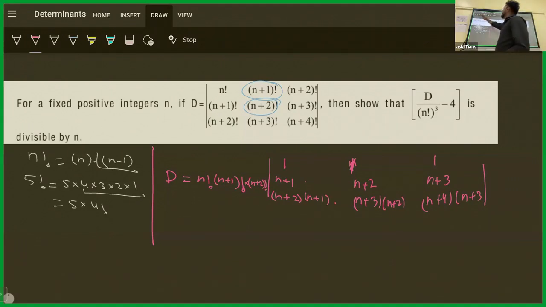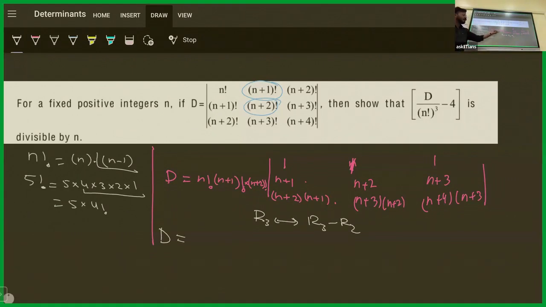Okay, so now we are using this property in, you can say, row 3. In row 3 the property is row 3 minus row 2. Now you tell me guys what we'll get. So I'm simplifying all these three terms, right? n factorial, taking n plus 1 outside we are left with n factorial, taking n plus 2 into n plus 1 outside we are left with n factorial. So n factorial, n factorial, n factorial, it will be n factorial cube.